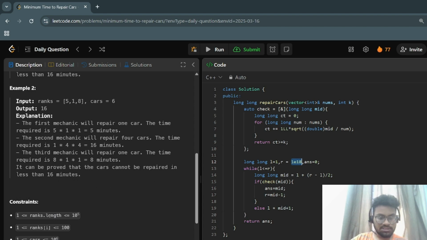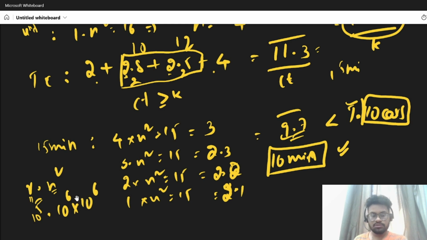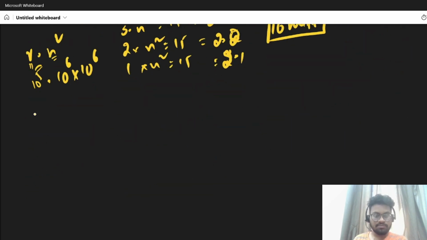Because if you look at the constraints, the k value will range up to 10 power 6, as it is r into n square, where r is the rank of i. In each case we are doing r into n square. The constant for r is at most 10 power 5. Look at the value of n, which is 10 power 6 into 10 power 6. So the maximum value is 10 power 6 plus 6 plus 5, which is 10 power 17.